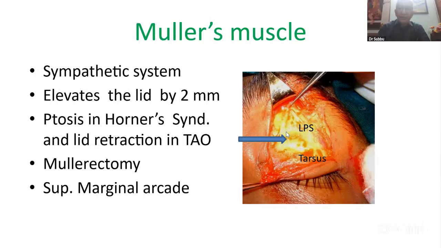Muellerectomy can be done for ptosis correction, where minimal ptosis is improved with a phenylephrine test. And its palsy can lead to mild ptosis as in Horner syndrome, about 2 millimeters. And Mueller's muscle is also the reason for the lid retraction in thyroid-associated orbitopathy.